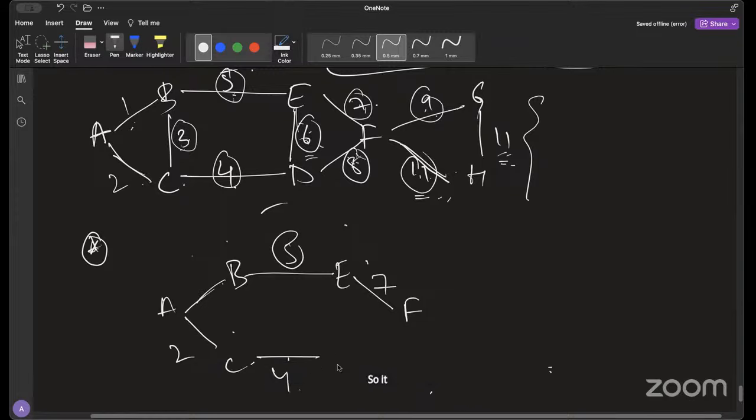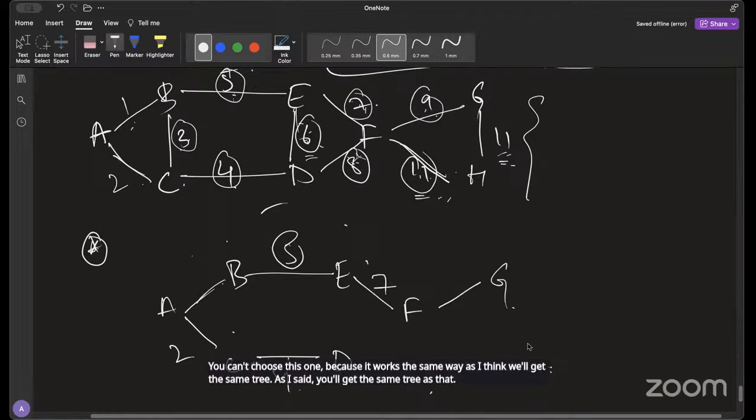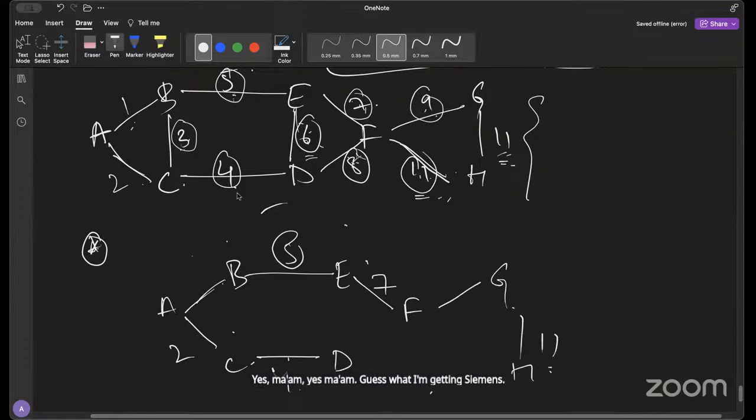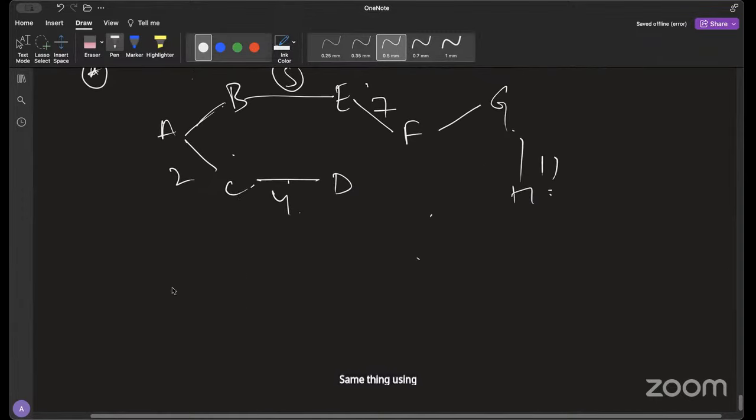So you can't choose this one because it works the same way as, I think we'll get the same tree. As I said, we'll get the same tree as that. Yes, ma'am. Getting the same answer using both methods. Okay, got it, ma'am. Thank you. Yes. Okay.